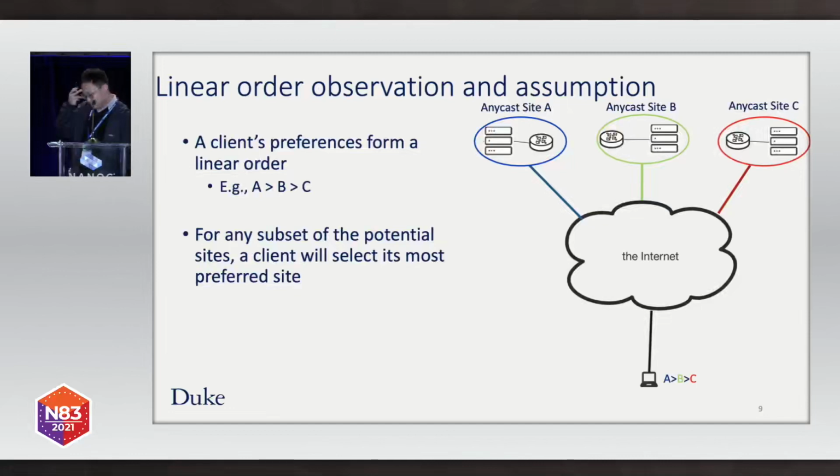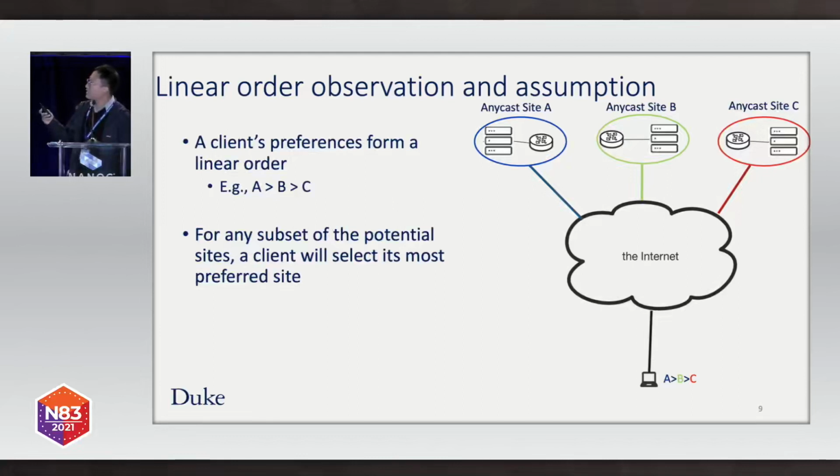So first, let me introduce what the linear order is that we used in this case. At the beginning of this project, we had a much smaller Anycast network, so that we could try every possible subset of the potential Anycast sites. In that experiment, we found that a majority of the clients select their Anycast sites according to a linear order. Take this graph as an example for one specific client here.